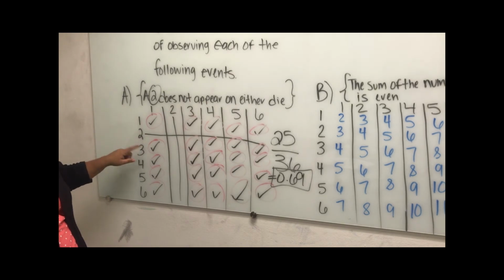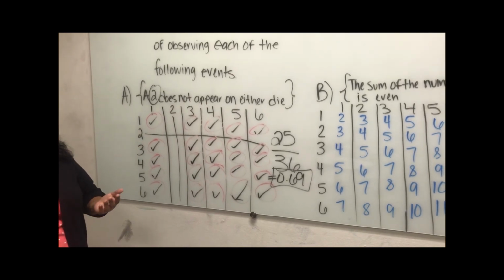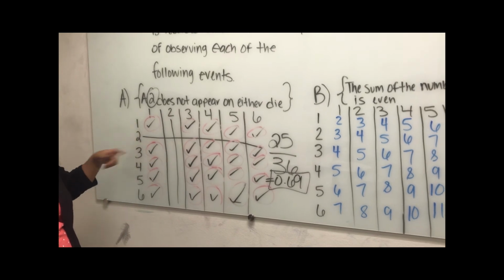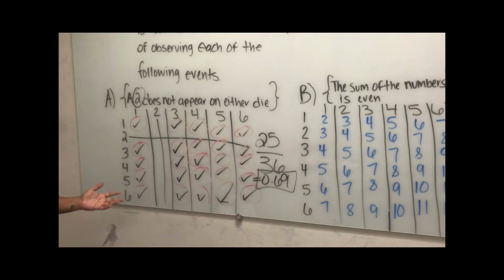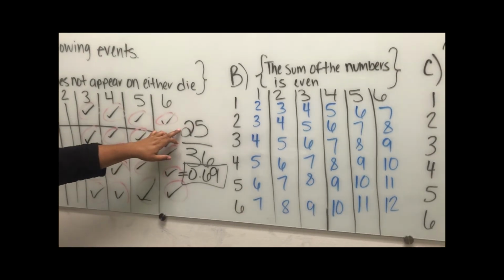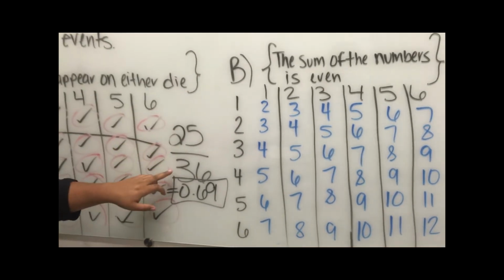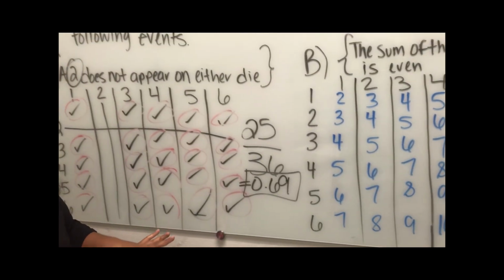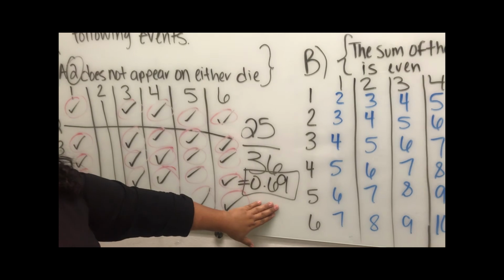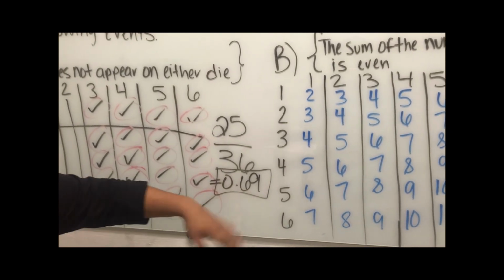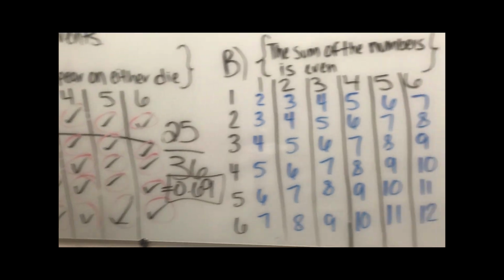So I check marked each time that a 2 doesn't appear. So it's 1 and a 1, check. 3 and a 1, check, because obviously a 2 doesn't appear. I checked through the whole table and I got 25. So you're going to do 25 out of 36, because that is the total amount of sides that we get for these computations, and the probability is 0.69. I did round off because it's too long of a number and it's easier to round.